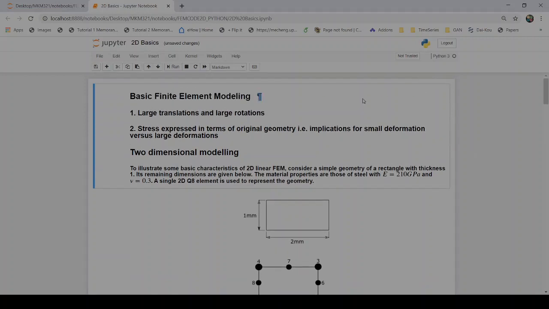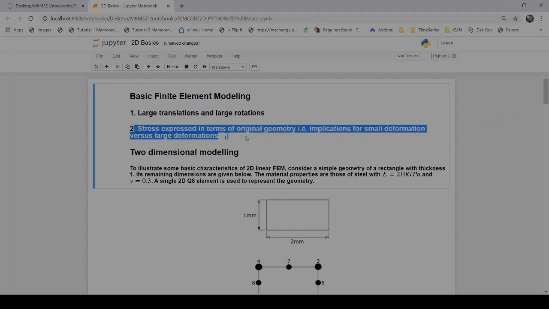So let's look at finite element modeling. I'm going to take you through some basics on finite element modeling. This is just important to understand some aspects so that we really get comfortable with it. Okay, so first off, I'm going to talk about large translations and large rotations. Let's look at that. What do we expect would happen when I have large translations and when I have large rotations? What do I expect to see? Okay. And then the other aspect is the stress expressed in terms of original geometry.